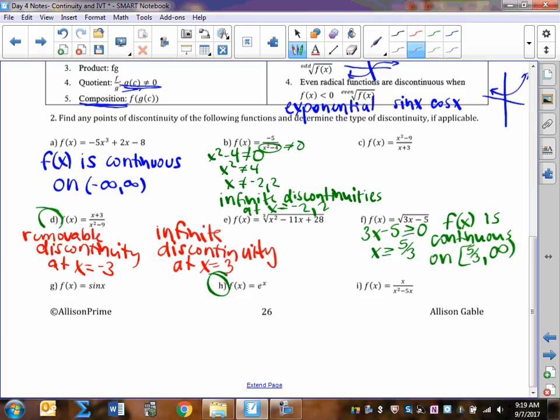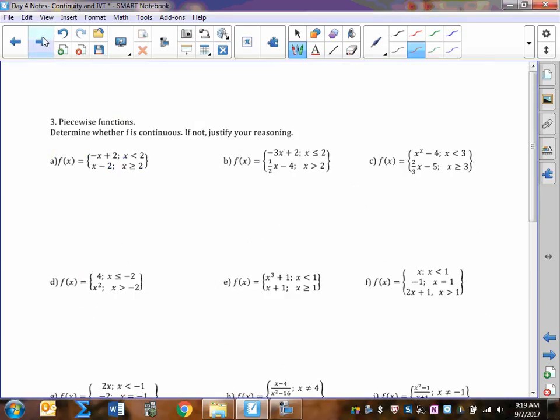Do we agree with that? Okay. And what's our conclusion for H? It's continuous the whole time on its entire domain, which is all real numbers. All right, questions on this? Okay, so now let's take a look at what happens with piecewise functions.